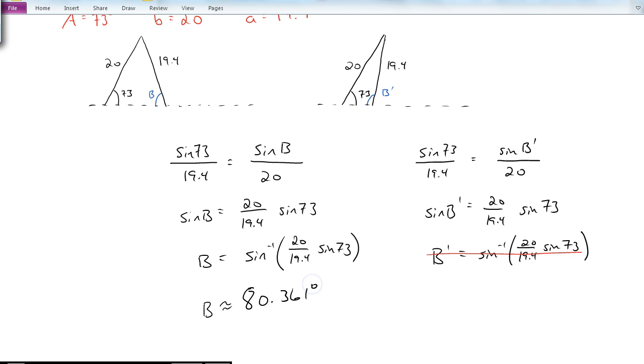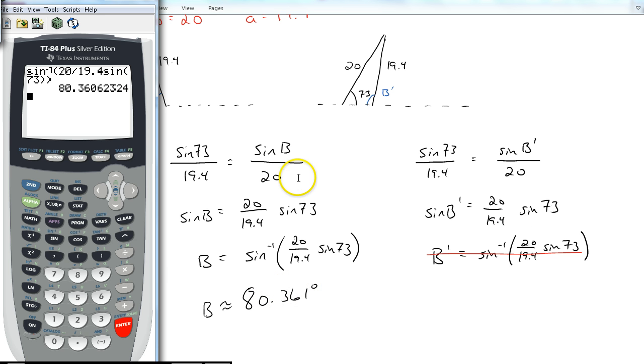80.361 degrees. And what I'm going to do, because I'm going to need this angle later, I'm just going to store it as alpha B. If you're not familiar with the stow button, I have a video on that. You can go check it out. But I'm going to store all this so I don't have to round it too early, and I can capture all the accuracy that the calculator has.